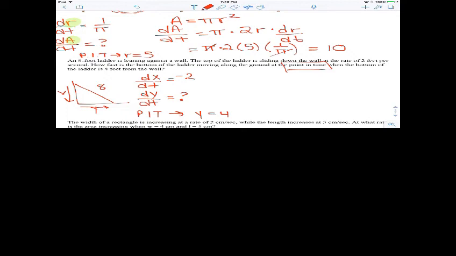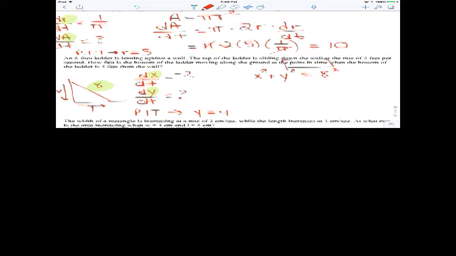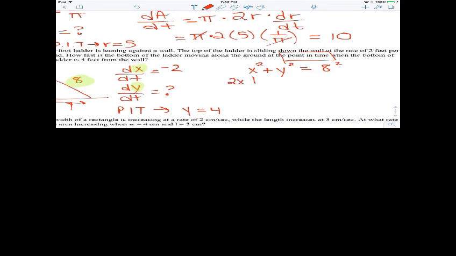So let's see what we know and what we don't. I want a way to relate x and y together. And the only thing I know that relates the sides of a right triangle is the Pythagorean Theorem. So I know that that's a squared plus b squared equals c squared. But in this case, the 8 is never changing, so I can actually plug that in right now. So x squared plus y squared equals 8 squared. So let's take a derivative. So 2x dx/dt plus 2y dy/dt equals, the derivative of 64 is really just 0.